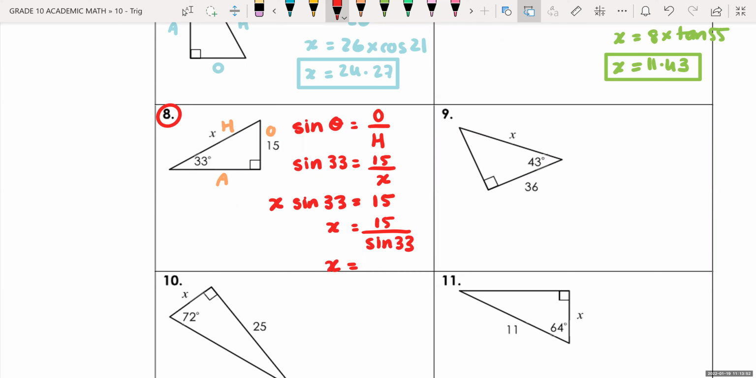Just be careful when you're solving this. I highly recommend when you put it into your calculator, you write it like this: 15 division sign bracket sine 33 close bracket. Because sometimes your calculator can do weird BEDMAS stuff. So I always go 15 divided by, and then I keep sine 33 in brackets in your calculator. All right, so 15 divided by bracket, sine 33 close bracket. Let me know what you guys get. Rounding to 2 decimal places.